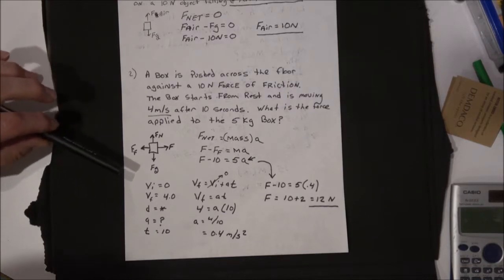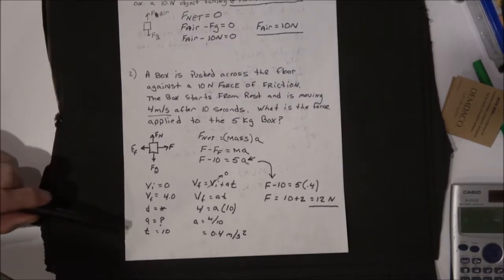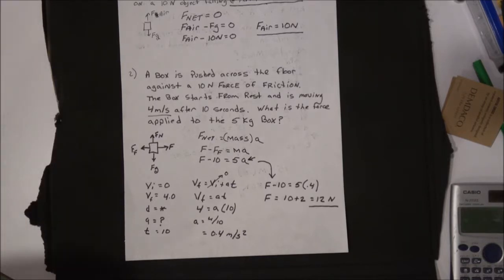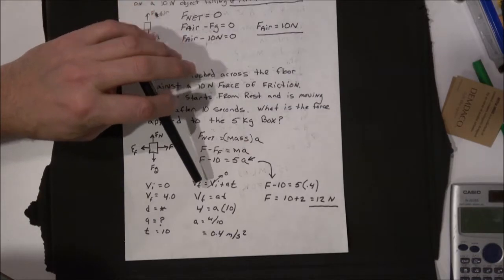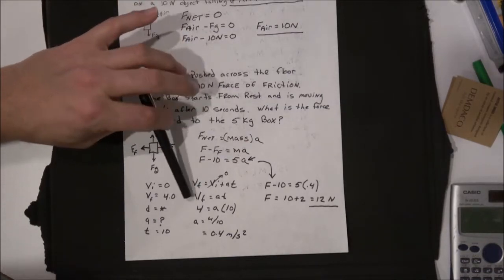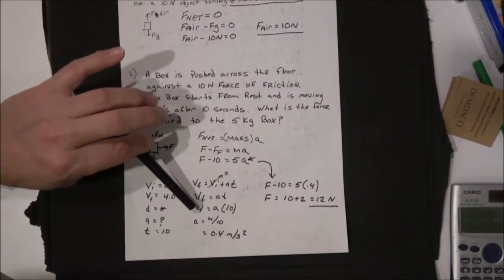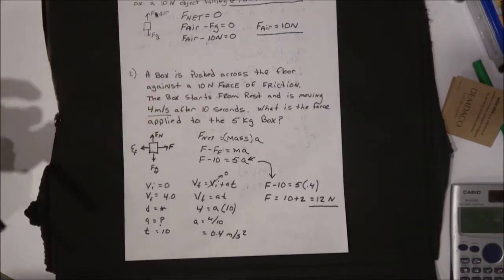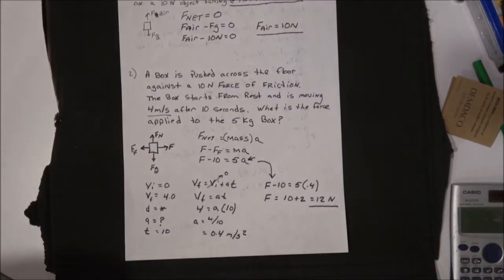So for that, we've done a VIFDAT problem. So we have VI, VF, DAT. We use equation number 1. Velocity initial 0, so velocity final is just AT. So velocity final of 4 equals 10a. So acceleration is 4 divided by 10, or 0.4 meters per second squared.